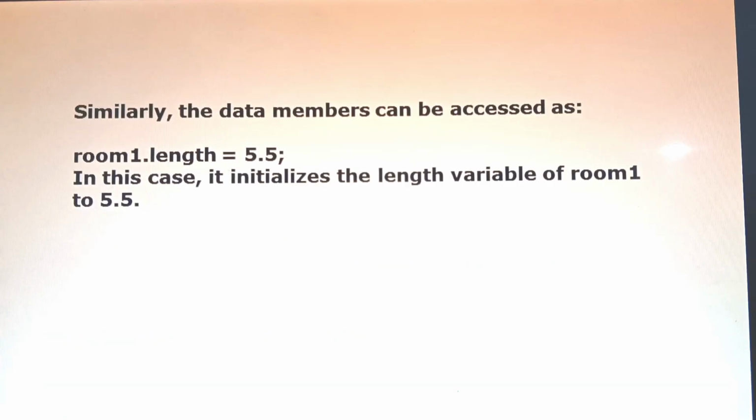See here, similarly the data members can be accessed. Length is a data member, breadth is a data member. Then how can we access the data length and breadth of the class? First give the object of the class: room1, room2, room3, any name we can give. Give the dot operator, give the variable name, the name which we have defined in the class. Then we can initialize it with a value: room1.length = 5.5. In this case, it initializes the length variable of room1 to 5.5. That's how we can initialize the data members.